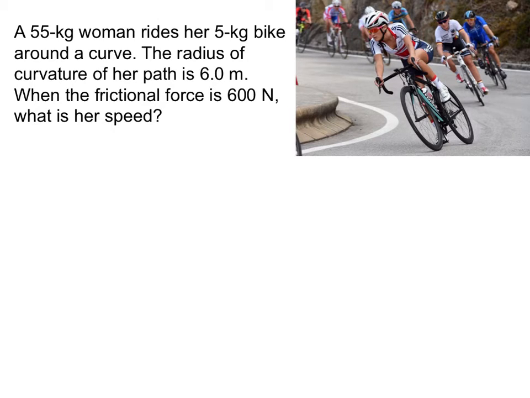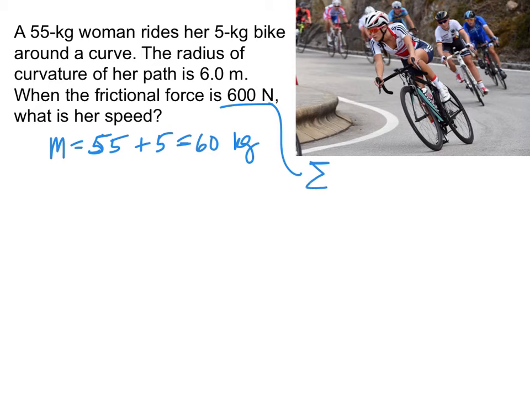So we know what her mass is. We would really want to work with the total mass here because she and her bike are going along that circular path. Okay, so 60 kilograms is the mass we're going to be working with. And we are actually given the force in this case. So this is going to be our net force. That's the centripetal force that's pushing her to the right, pushing her along the circular path.